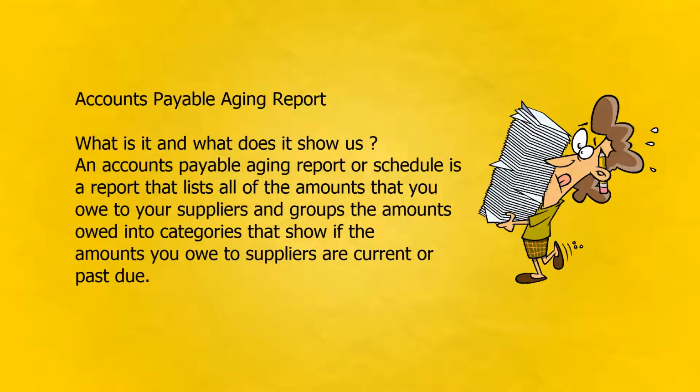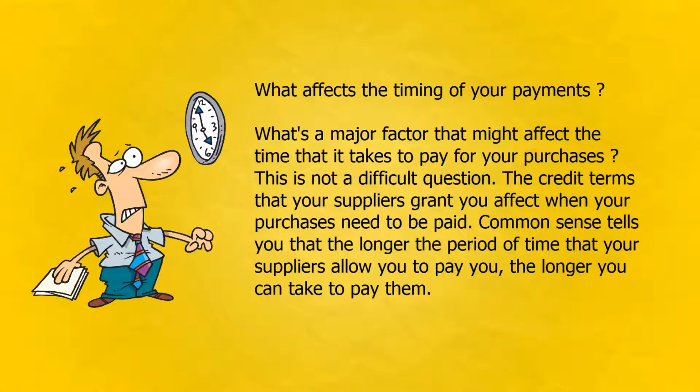Accounts payable aging report. What is it and what does it show us? An accounts payable aging report or schedule is a report that lists all of the amounts that you owe to your suppliers and groups the amounts owed into categories that show if the amounts you owe to suppliers are current or past due. What affects the timing of your payments?